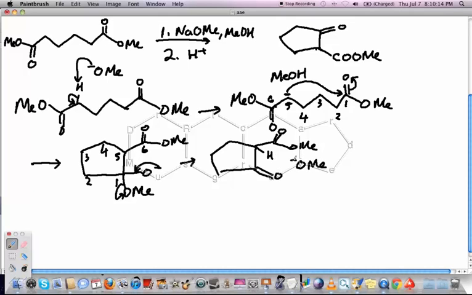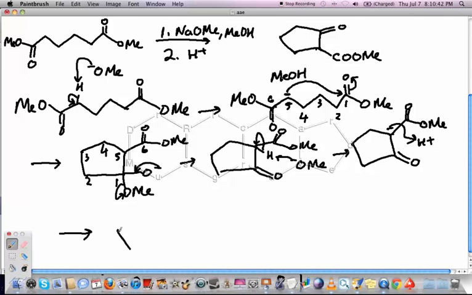And now the OME minus will come in and take off the hydrogen that lies in between the two C double bond O groups, just as it did before. The reason being that this hydrogen is fairly acidic because the anion is stabilized by both of these carbonyl groups. And then we add the H plus in the second step, and we get our product.